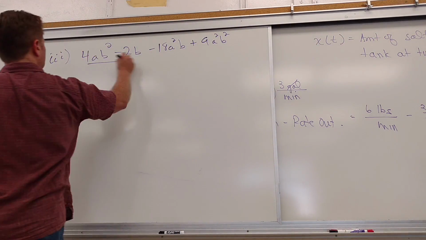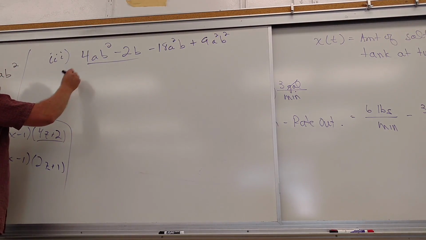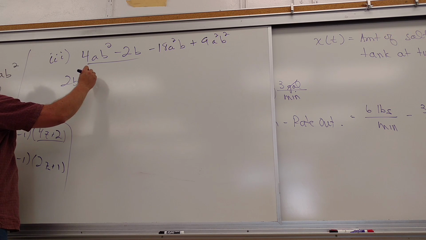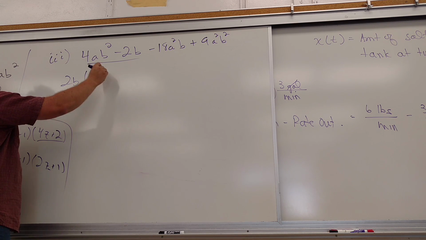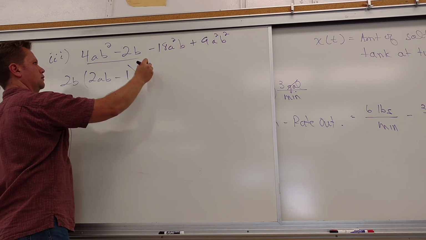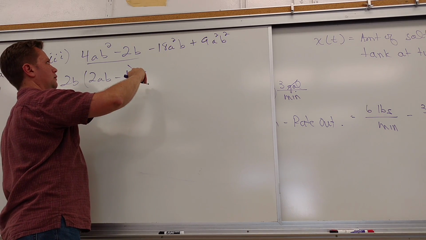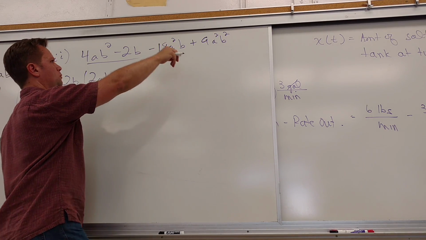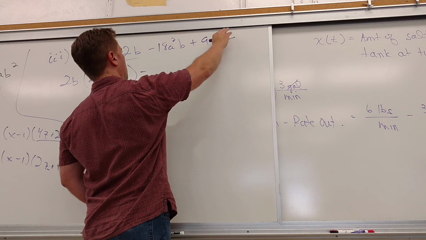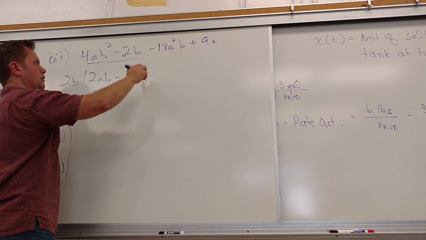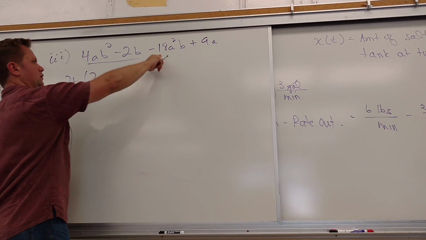So what comes out of these two? 2B. 2AB. Still not quite right. What's left here? 2AB, 1 minus 1. And what comes out of here? 9A squared B. I don't know why I was overthinking it. 9A.